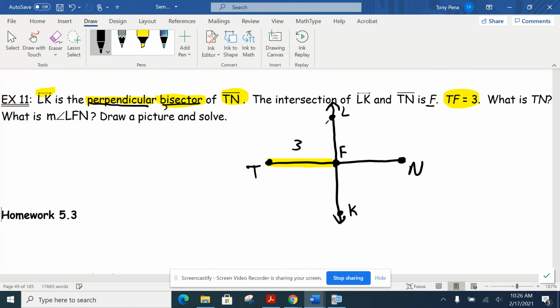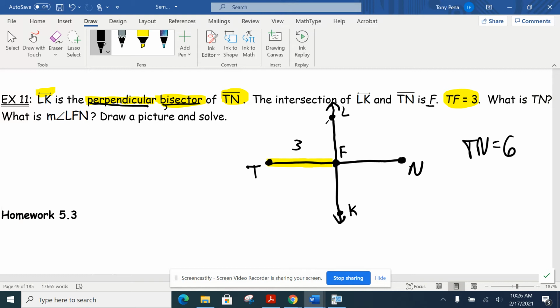And if we drew it right, you should be thinking this shouldn't be too bad. What is TN? So now we want this whole length, T to N. All right, what do we think? TN should equal what? Good. And how'd you get that, Ahmed? Yep.